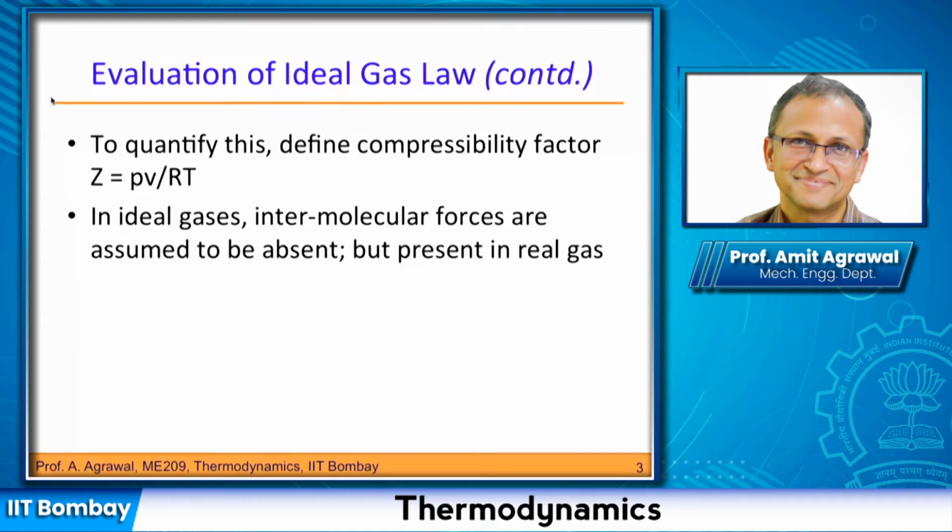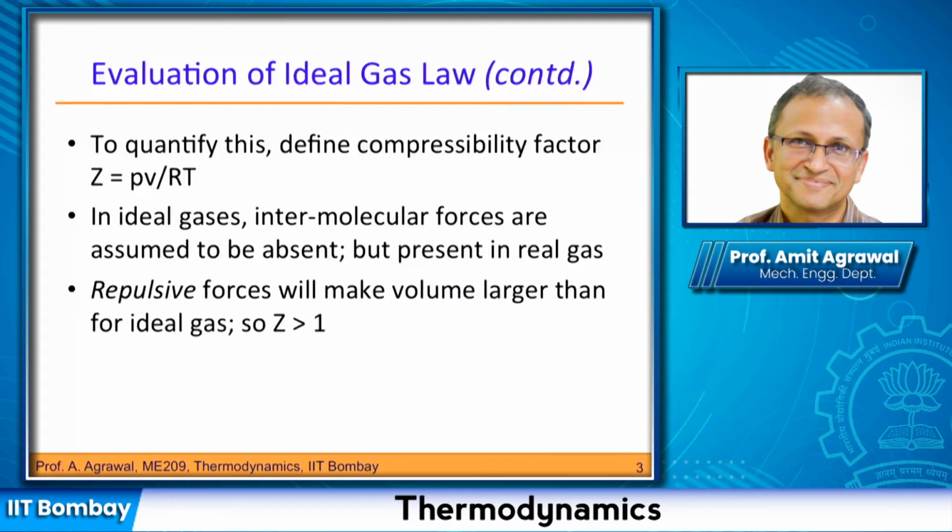Now, one of the basic assumptions that we make in the ideal gas law is that there are no intermolecular forces. But of course, we know in real gases, these intermolecular forces are present. And if the intermolecular forces are repulsive, then the gas molecules will tend to move further away from each other because of these repulsive forces, and we would expect the value of Z to be greater than 1.